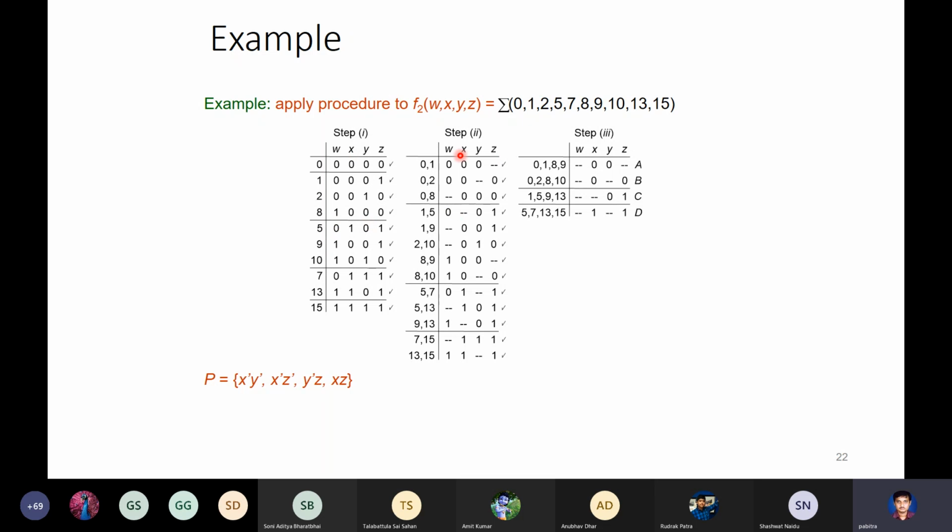I create another table in step 2, with the same W, X, Y, Z columns, but these rows will now contain these matching pairs. Try to remember that I am matching one group only with the min terms in the next group. I'm not skipping groups. I call them matching if they differ in exactly one variable. So you can see the matching pairs are 0, 1, a valid matching pair, 0, 2, a valid matching pair, and 0, 8, a valid matching pair.